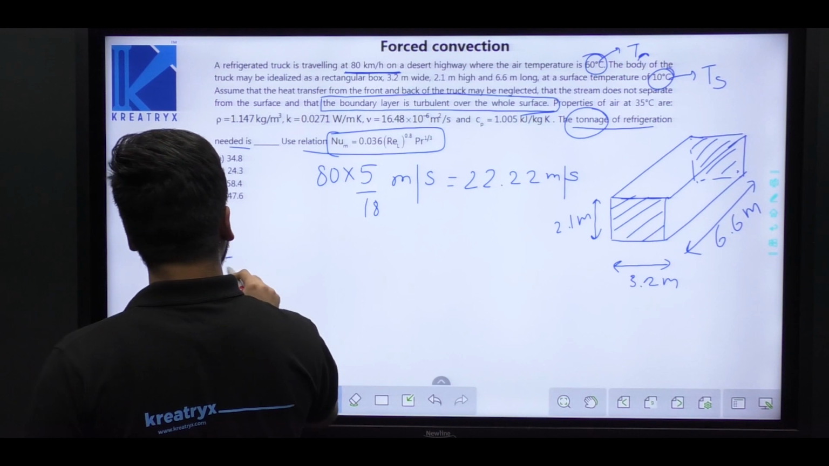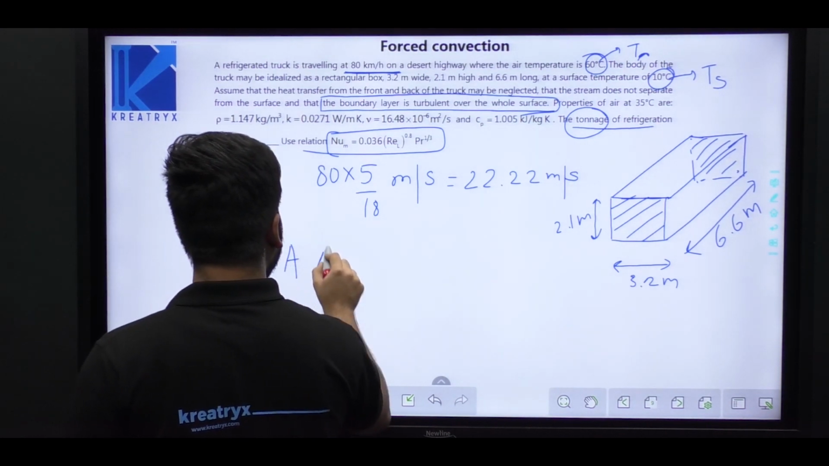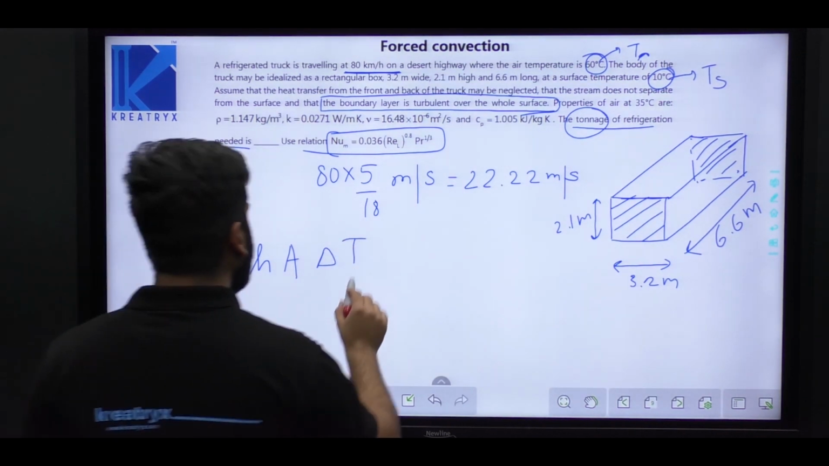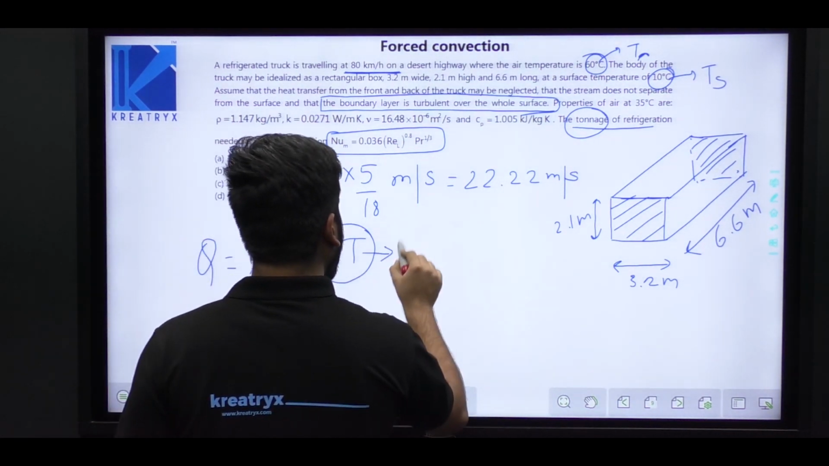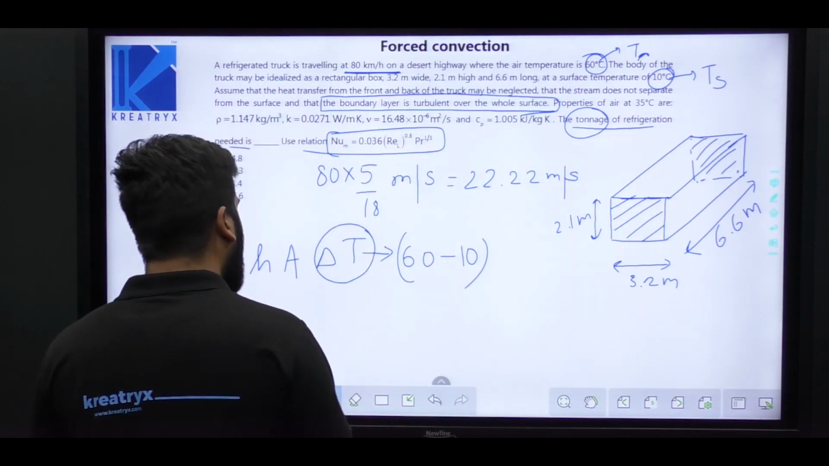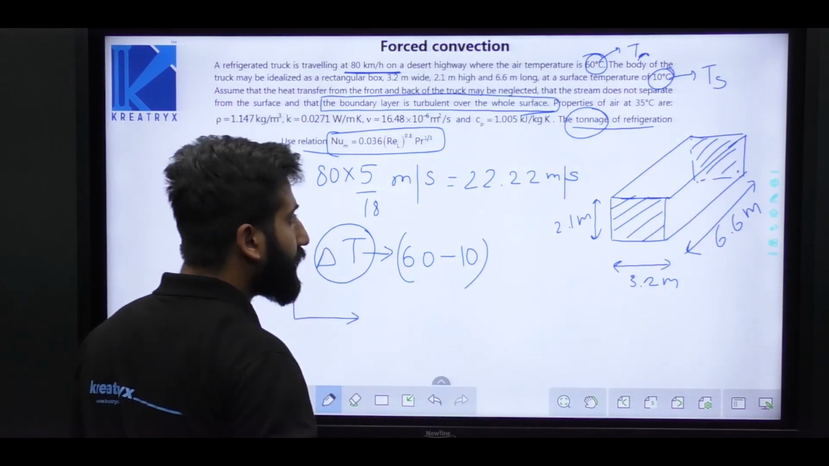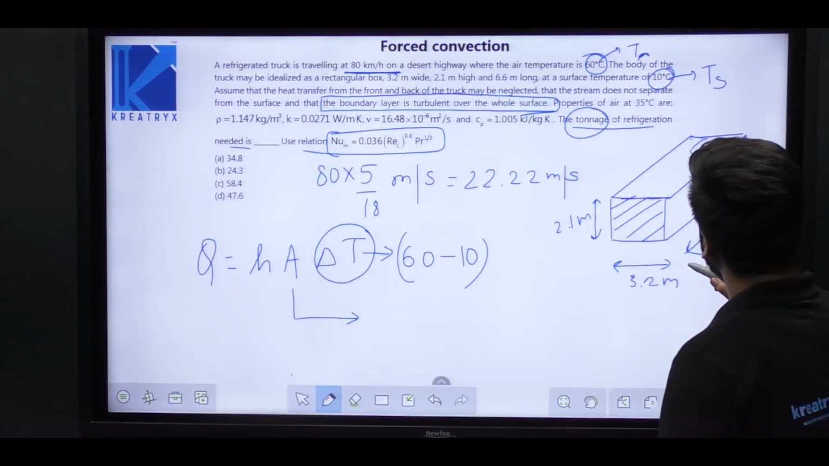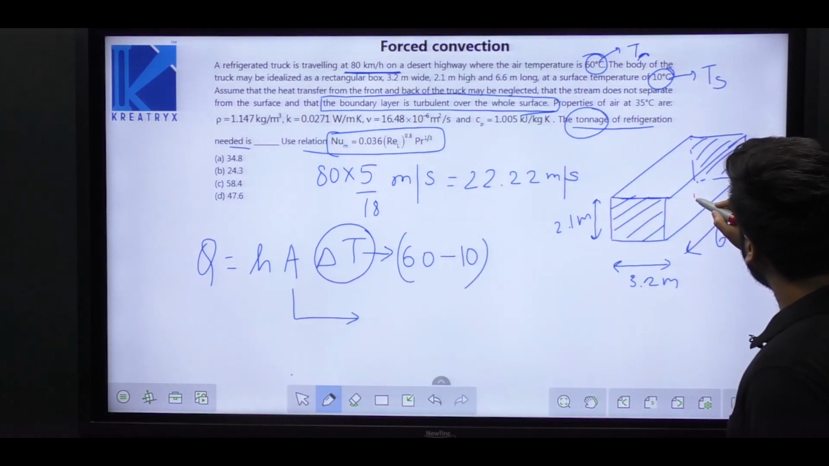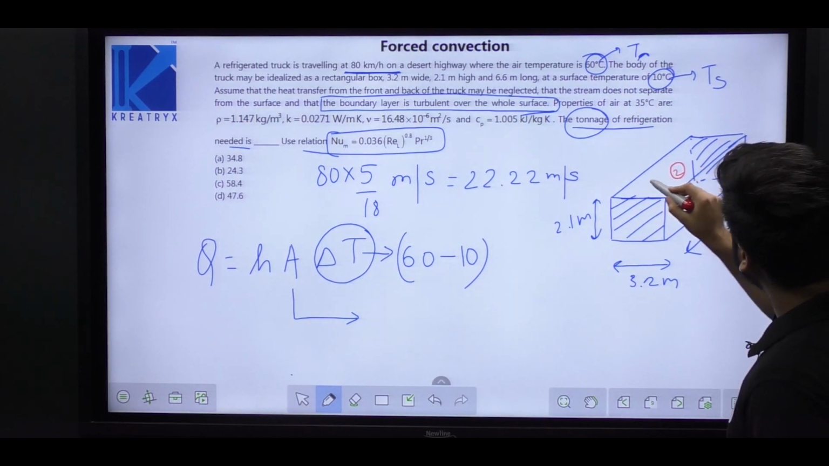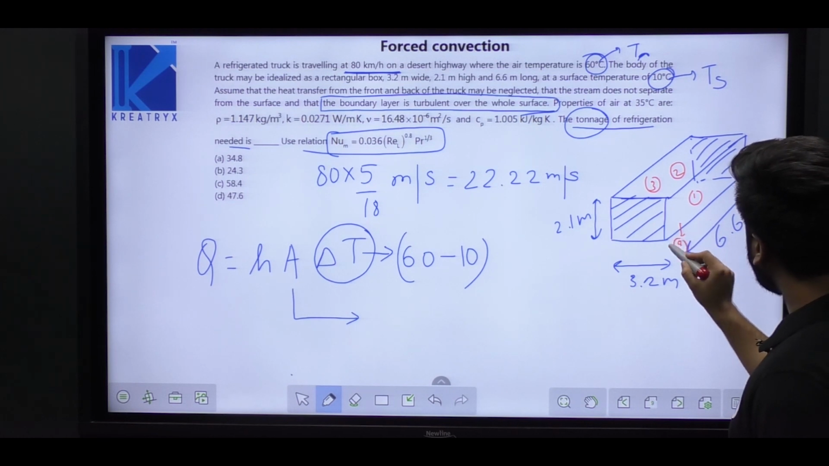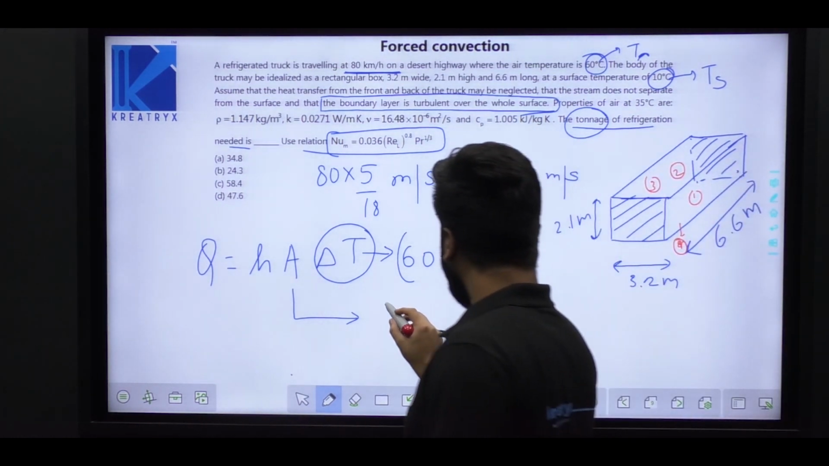So Q is equal to h A delta T. Nice. Delta T is 60 minus 10. This I know. 60 is the air temperature and 10 is the surface temperature of the truck. Okay. Area by which it is losing heat. It is losing heat by this area: one surface, top surface, this side surface, and this bottom surface. 4. Okay.